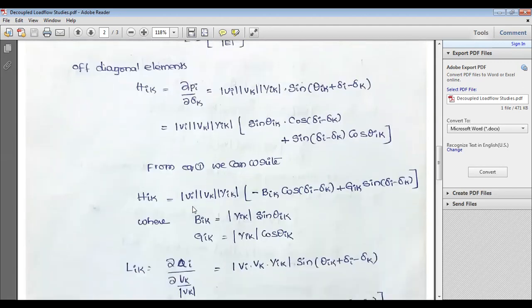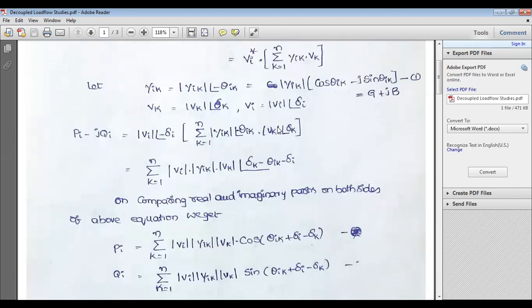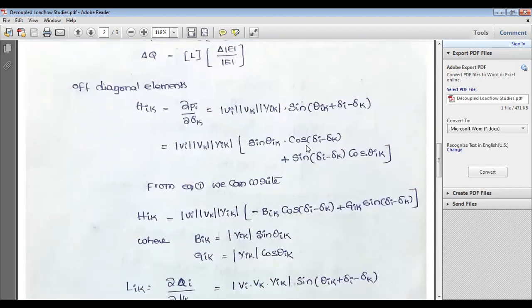Now from equation number 1, g plus jb is equal to, that means hik is equal to completely this one. Next, sin of theta ik. Now what is sin of theta ik here? B. So if you compare g plus jb with this one, obviously you will get g is equal to cos theta ik, b is equal to minus sin theta ik. So how can we write that one? First of all, sin theta ik is there, but when we compare both the real part and imaginary part, you will get minus sin theta ik is equal to minus bik.